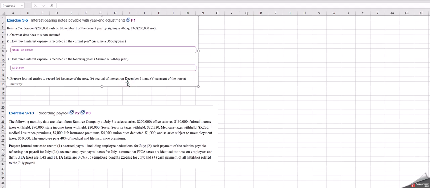Then Chapter 9, we only have a couple. It was on our current liabilities. So we've got Keisha Company borrows $200,000 cash on November 1st of the current year by signing a 90-day 9% $200,000 note. On what date does that note mature?